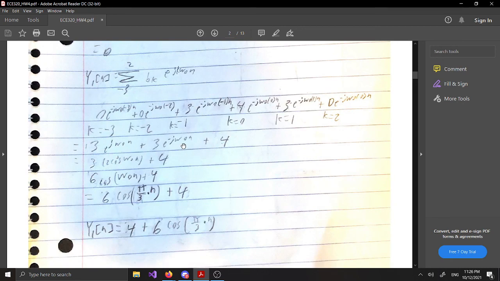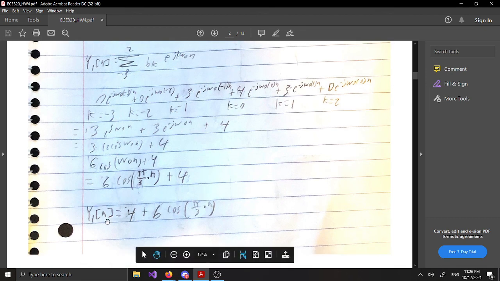And then so these 2 turn to 2 cosine. And then you multiply that by 6. So 6 cosine of pi over 3 n plus 4. And that's going to be your answer. And then this one cancels out because e is 0. So yeah, your answer is this one.